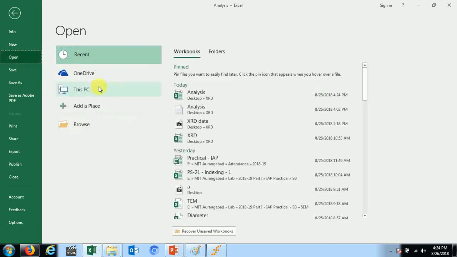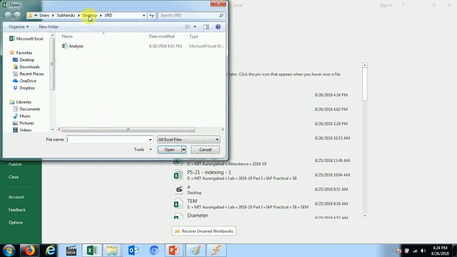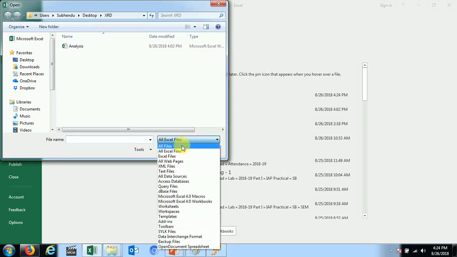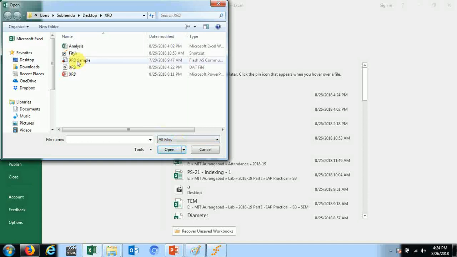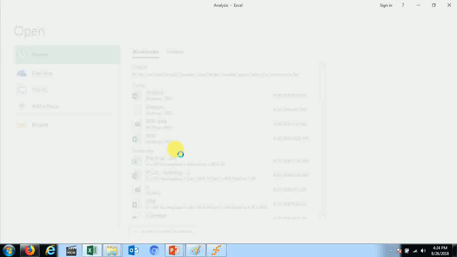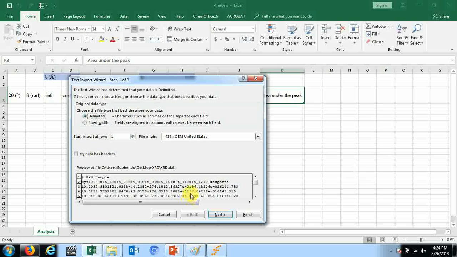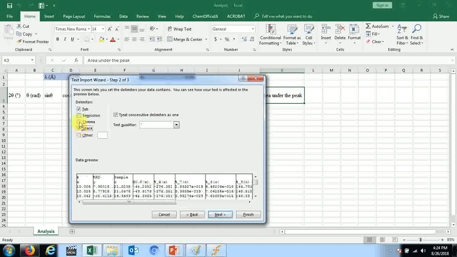Let me open the data file. Here we can see it is not delimited. All data are placed side by side. So I have to choose delimited over here. Next, space, comma, semicolon, all these I've included and finished.